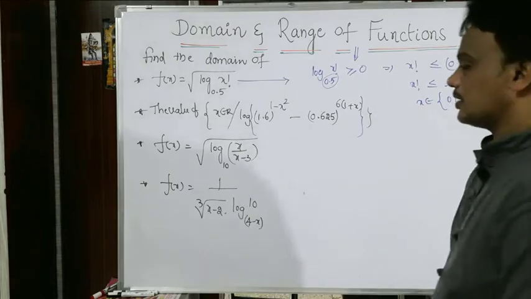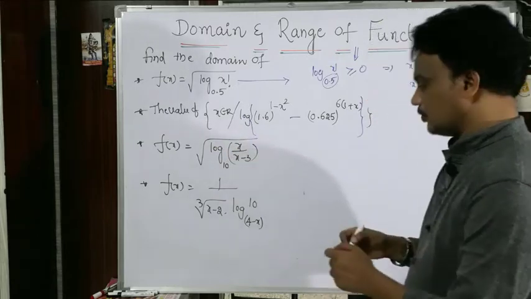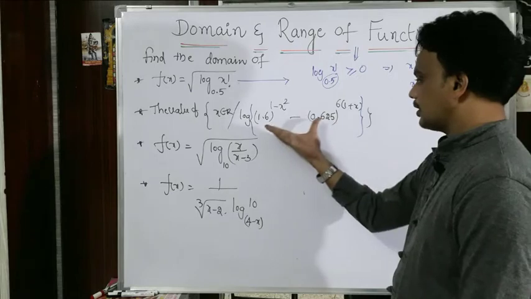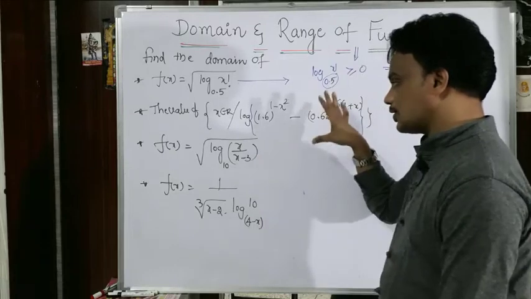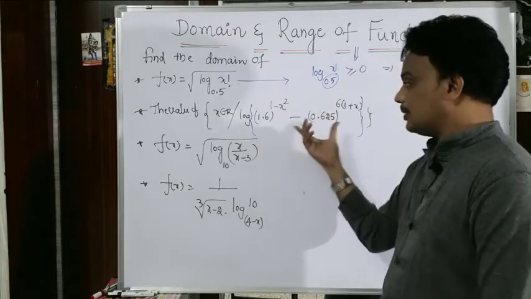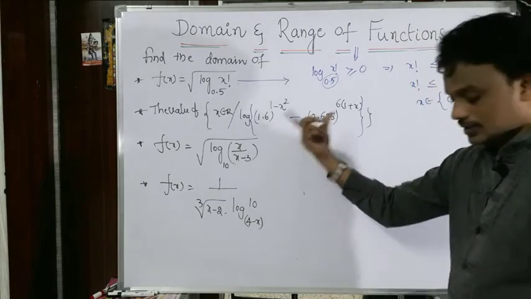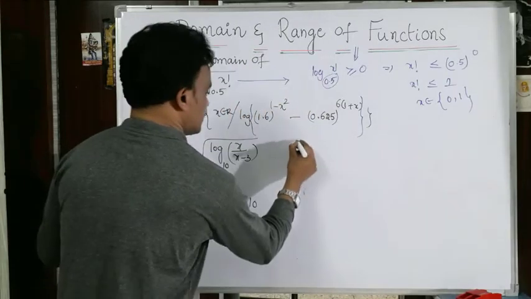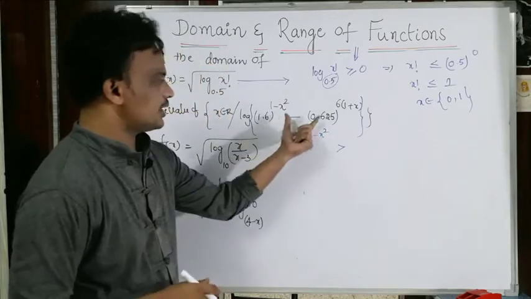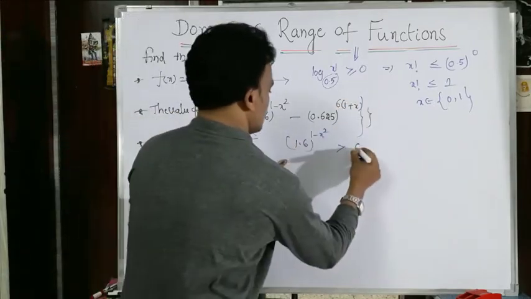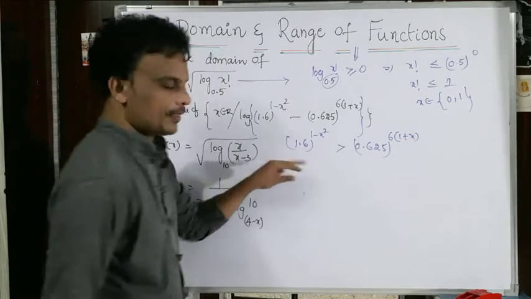Coming to the next one. Find the values of x belonging to the real numbers which satisfy the given condition involving a logarithm. Already we discussed the domain of a logarithmic function: the function associated with the logarithm must be positive. So let us see. I can write 1.6 to the power 1 minus x square is greater than 0.625 to the power log of 1 plus x. Come on, simplify this one.